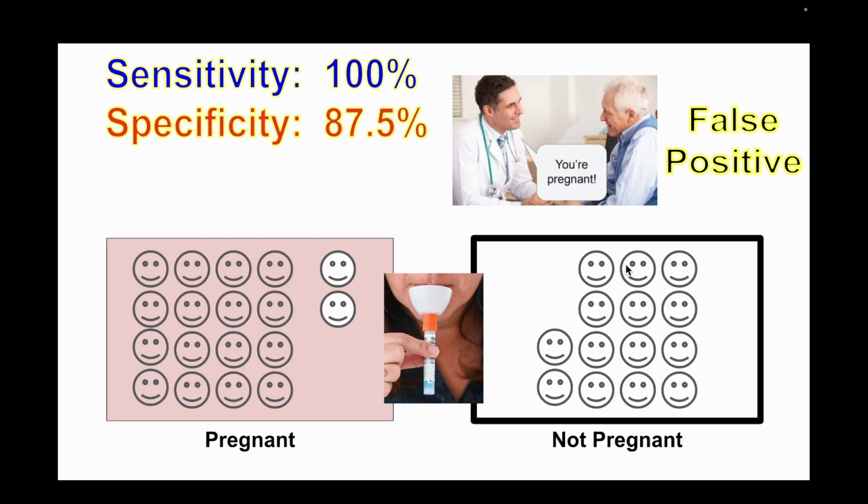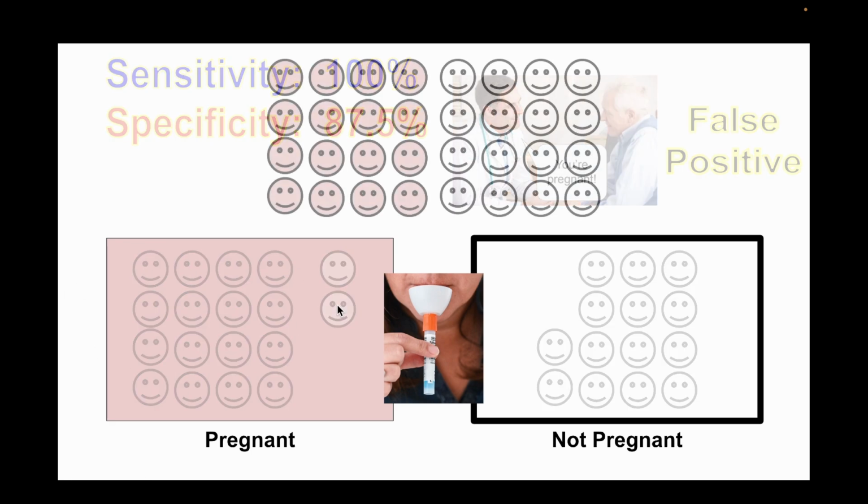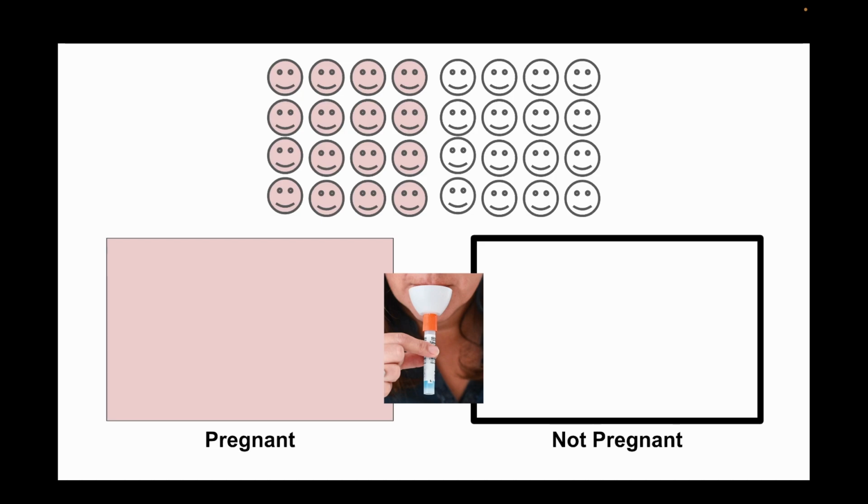But what if the test told them they were positive? What should you tell them? You could say, well, since the specificity is 87.5%, that must mean 12.5% of non-pregnant women were in the pregnant category, so a positive result from this test is not reliable. Okay, let's do a different example.